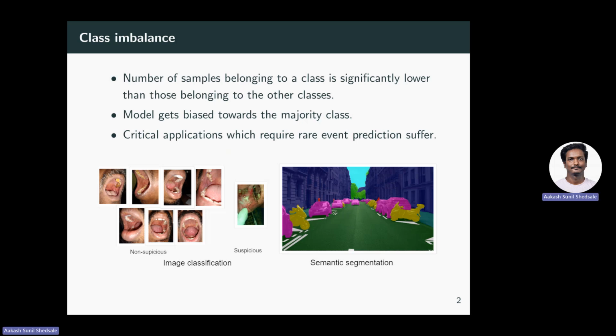Two real world examples of the class imbalance problem are shown on the screen. First is in the case of image classification, where the number of images in a particular class is significantly lower than the number of images in other classes. And another is in the case of semantic segmentation, where the number of pixels belonging to a particular class in an image is significantly lower than the number of pixels belonging to other classes. For example, the number of pixels for the pedestrian class in this image.